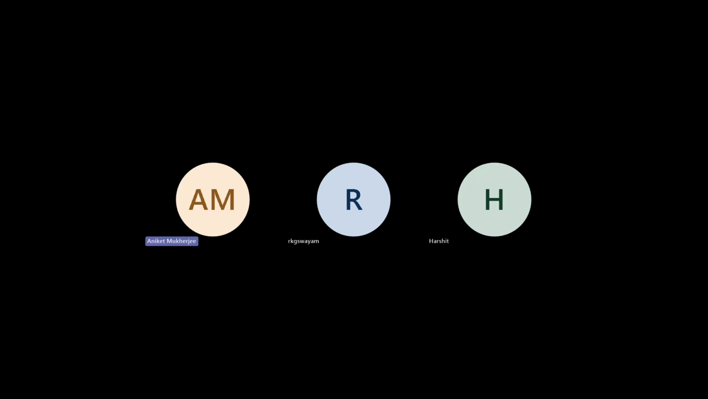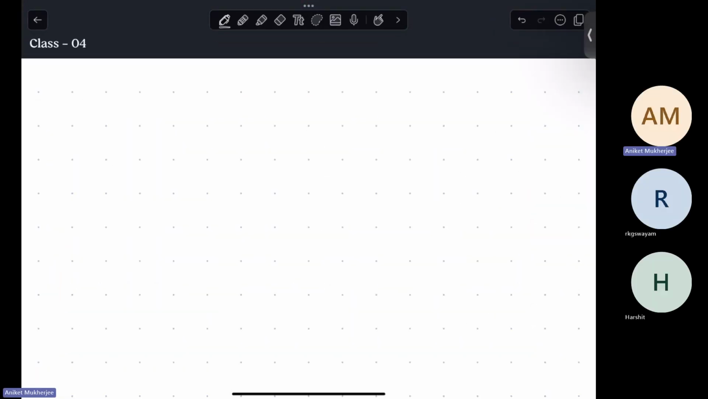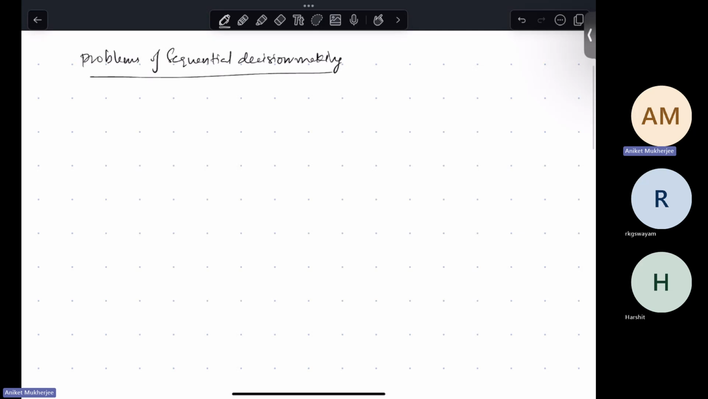So, welcome to class 4 of stochastic control optimization. Today we'll be talking about problems of sequential decision making. Yesterday we saw an example. I'll just quickly recap the example that we saw yesterday.